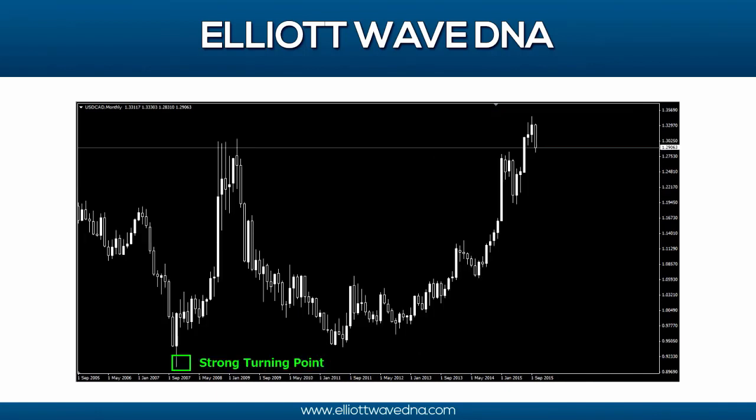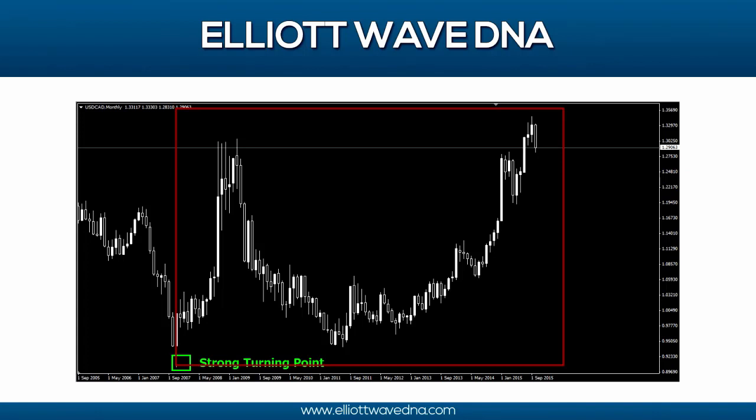Same thing on the next chart. We found a strong turning point and now we need to check how this move looks to us. Motive or corrective? Over here, movements look strong, but as you can see, we only have three waves inside, so I would rather go with corrective instead of motive.